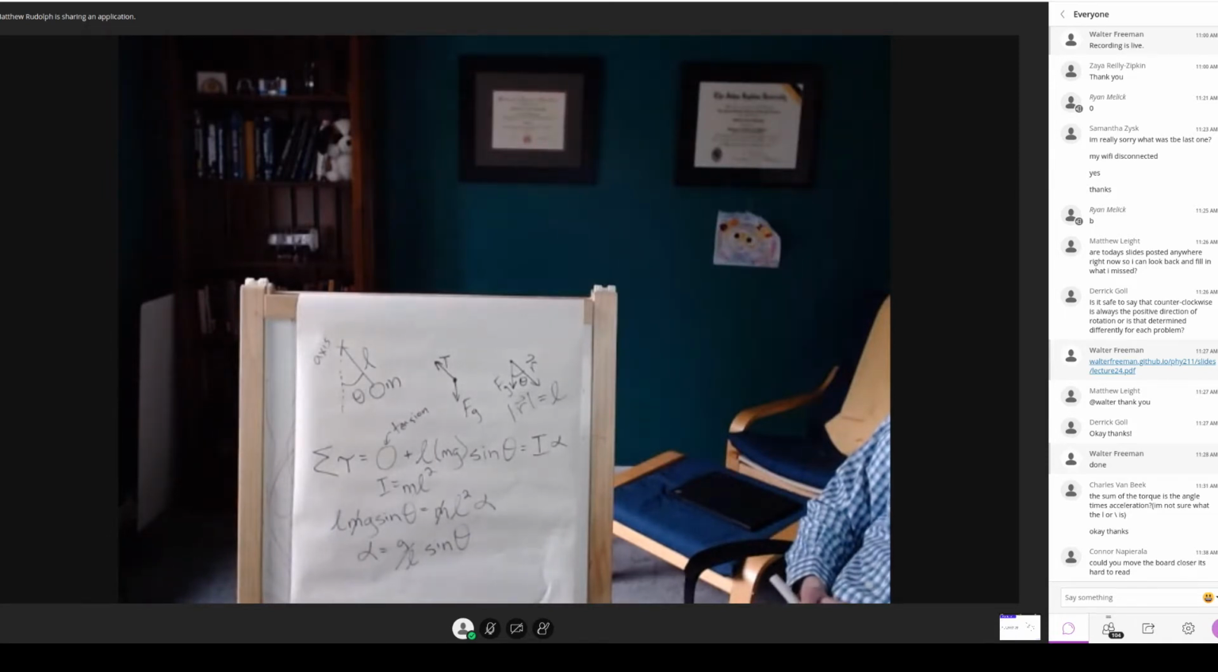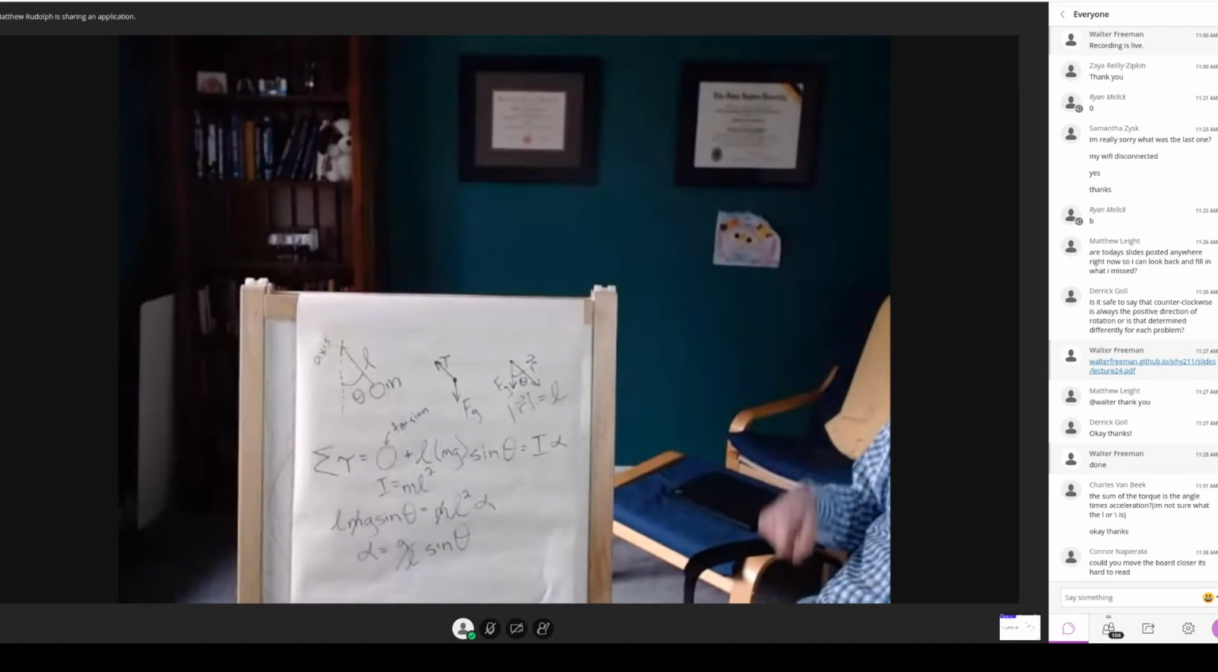So this is a relatively simple torque problem with angular acceleration. You just had a couple forces and you had to think about what your R vector was, what angle the forces make with it, what torques they give you, and then how much angular acceleration you get out of that.